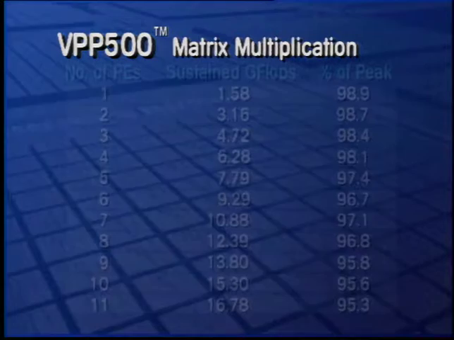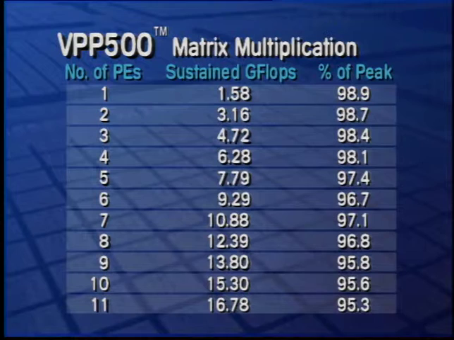We have some performance figures that we can discuss here. The first one is the performance of matrix multiplication on VPP500. This table shows the performance from 1 through 11 processors with matrix sizes around 2048 by 2048. The sustained performance, as is shown here, ranges from 1.58 to 16.8 gigaflops.